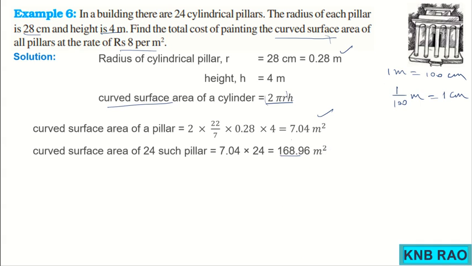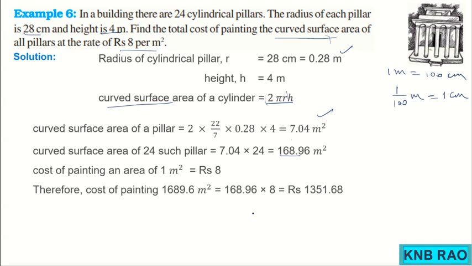Now the cost of painting 1 meter square is 8 rupees. The cost of painting 168.96 meter square will be the product of them. So rupees 1351.68, that is 1351 rupees 68 paise, will be the cost of painting all 24 pillars.